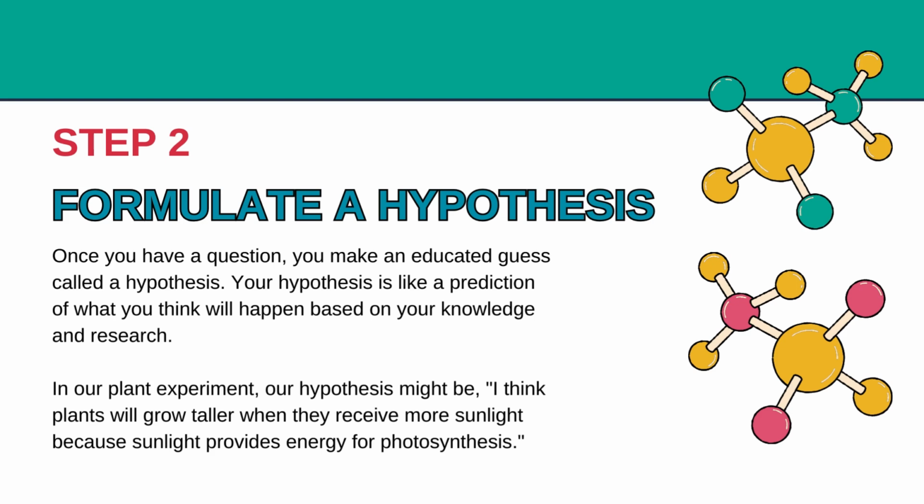The alternative hypothesis, on the other hand, is one that states that there is a statistically significant relationship between two variables. For example, serotonin levels have significant effect on the ability to cope with stress. In our plant experiment, our hypothesis might be I think plants will grow taller when they receive more sunlight because sunlight provides energy for photosynthesis.